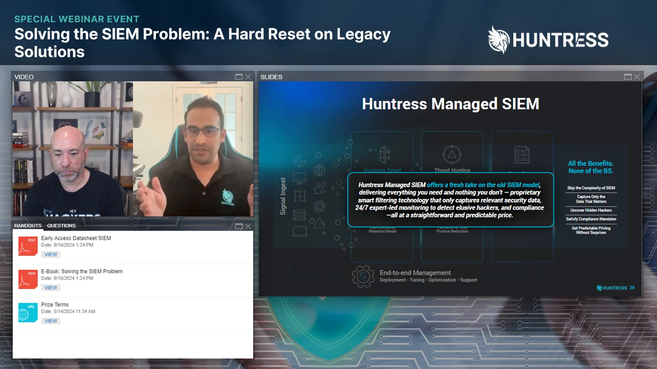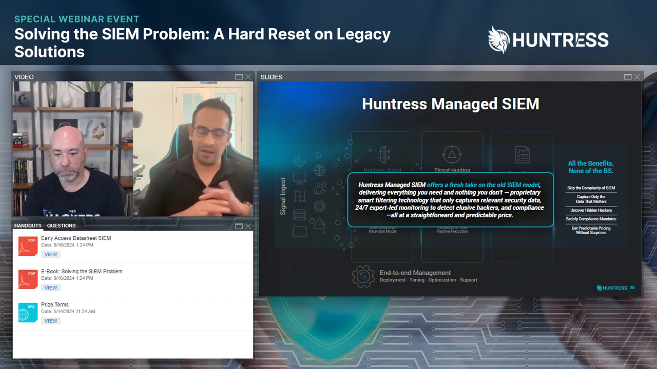That smart filtering engine comes into play, where we're really going to tune that noise down to really the things that are most important. Obviously for Huntress, our goal is to stop hackers. That's always going to be the goal. So across whatever platform or product that we have, the goal is always to stop hackers. Point blank, that is the end goal. Assist you with compliance, like I mentioned in the previous slide, and then predictable pricing.